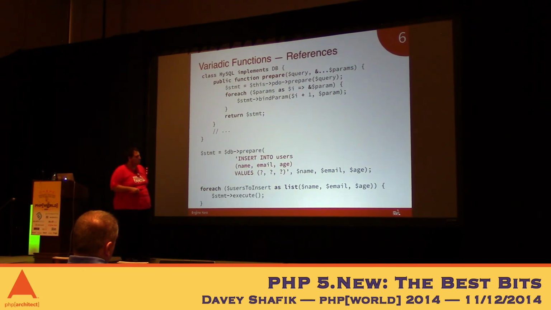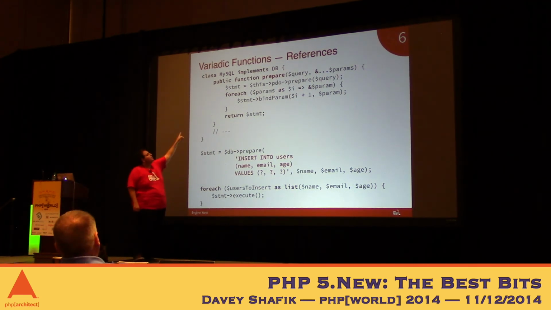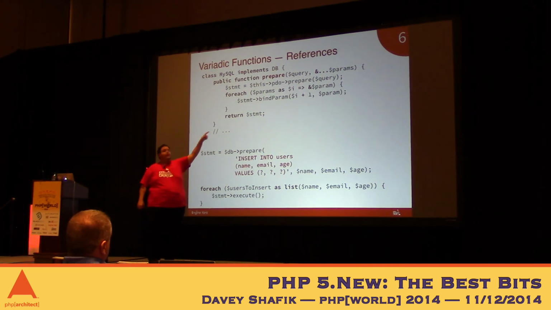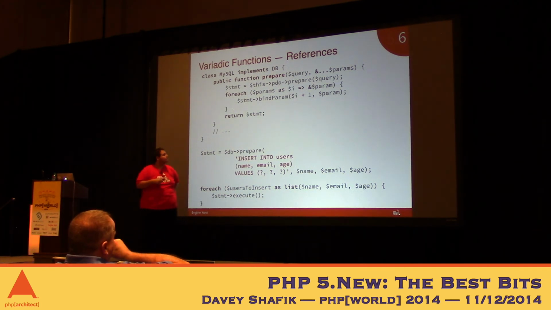Now this is straight out of the RFC and is some really clever but quite complicated code, in my opinion. So class MySQL implements DB, public function prepare, $query, and then this referenced variadic, so ampersand params. Statement equals PDO prepare, so we're doing a prepared query, whatever query is passed in, and then we go ahead and iterate using references. We make sure we maintain that reference all the way through. So we iterate with references, and we start binding parameters to that prepared statement.